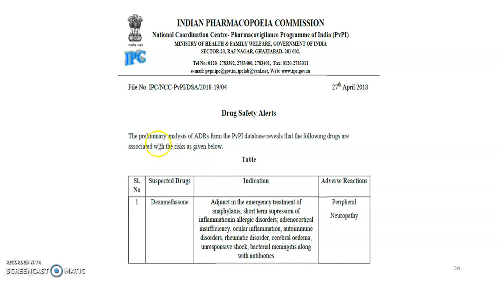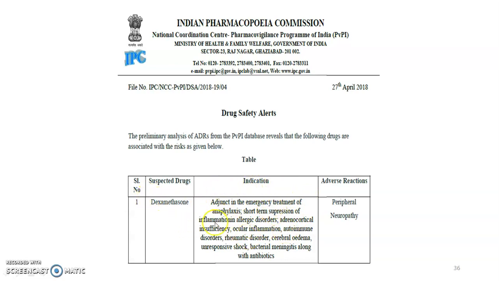Here they clearly mention that some preliminary analysis of ADRs in the PvPI database reveals that if you use dexamethasone, it is going to cause peripheral neuropathy. But we know why dexamethasone is used, right? Dexamethasone is used as adjuvant emergency treatment of anaphylaxis reactions, or sometimes for short-term suppression of inflammation mediators, even during allergic disorders. We also use it in ocular inflammation and in autoimmune disorders. So they have mentioned the indications for using dexamethasone.